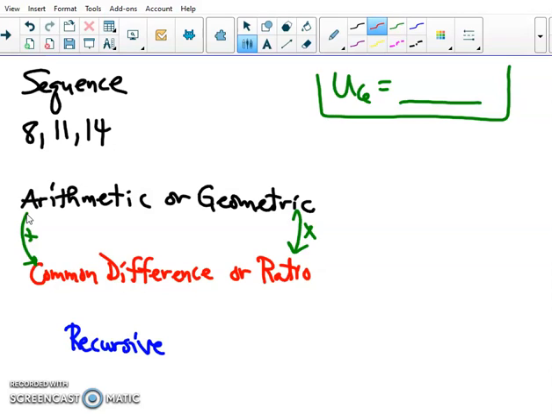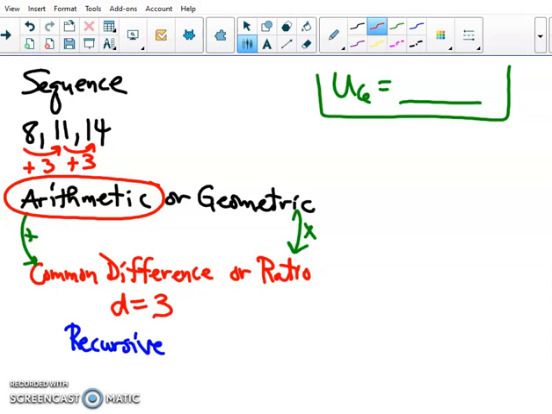So the first step is trying to identify the kind of sequence it is. If we look at this one here, the difference between the answers is always 3. So 8 plus 3 is 11, plus 3 is 14. That makes this an arithmetic sequence. And the difference, our d value, is going to be 3, because we're adding 3 each time we get to the next answer.